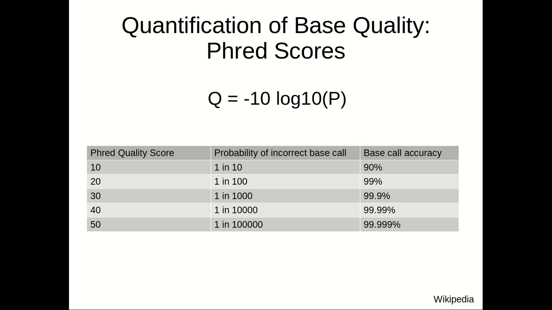And so we take log 10 of that probability, we multiply it by -10, and we get out this value Q, which is a Phred quality score. And so the higher that score is, the higher quality we are, and the lower the probability of an incorrect call at that base.